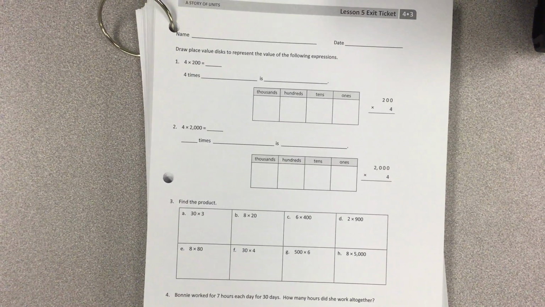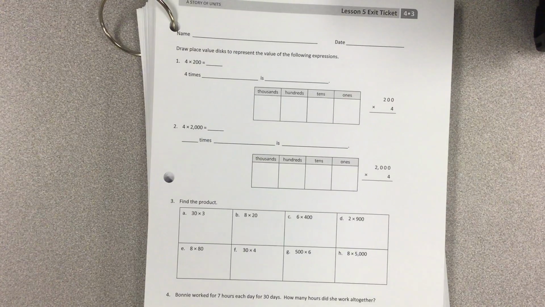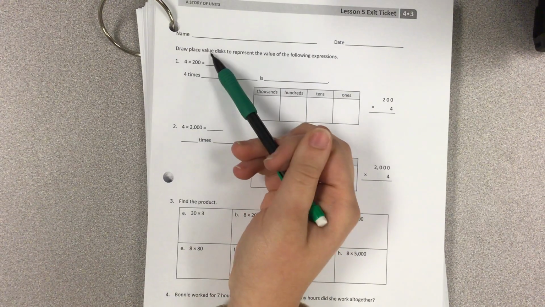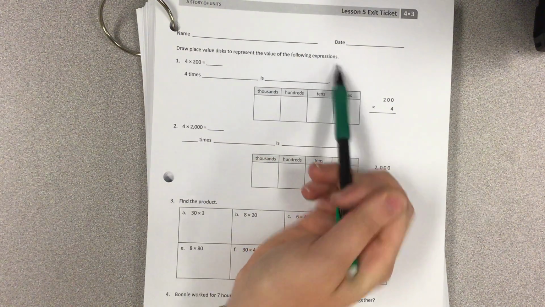Man, we are really diving deep into multiplication today. Lesson 5 exit ticket starting at the top says, draw place value discs to represent the value of the following expressions.